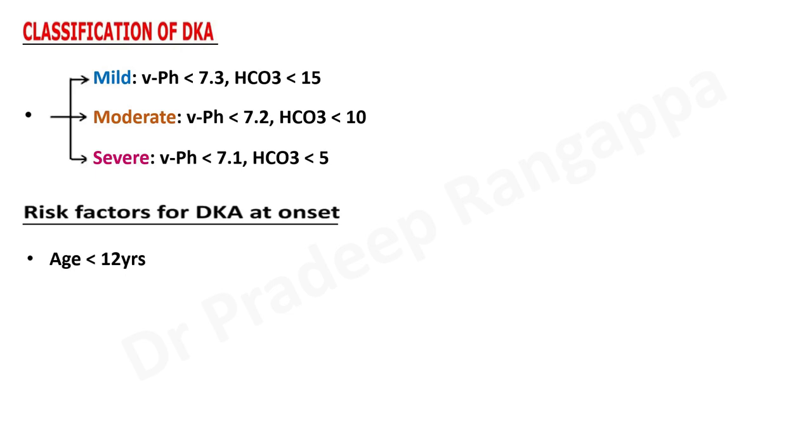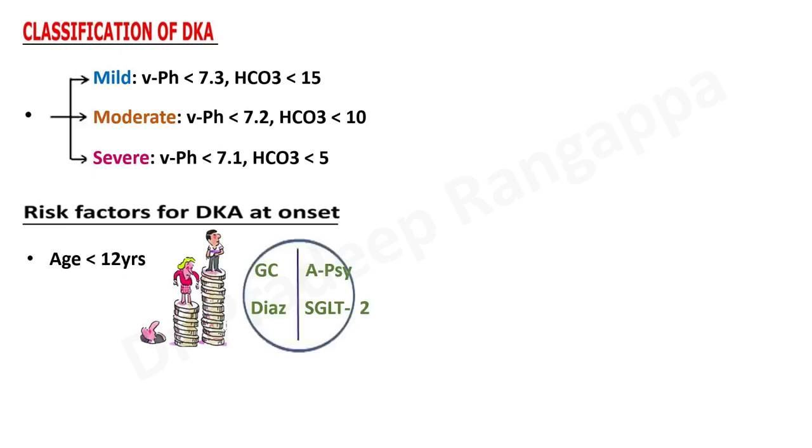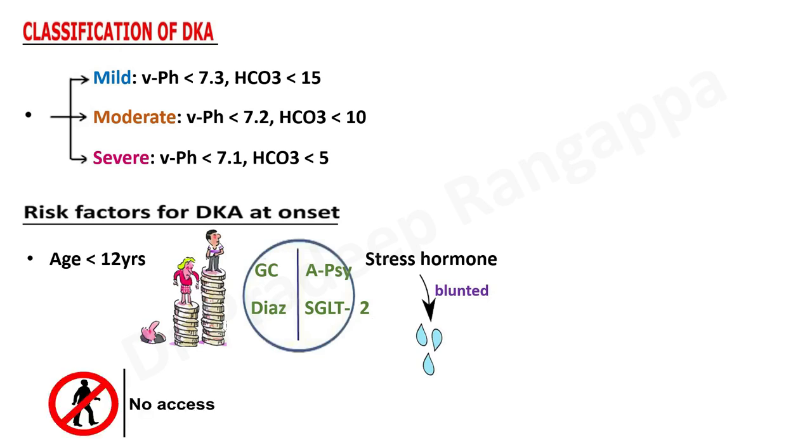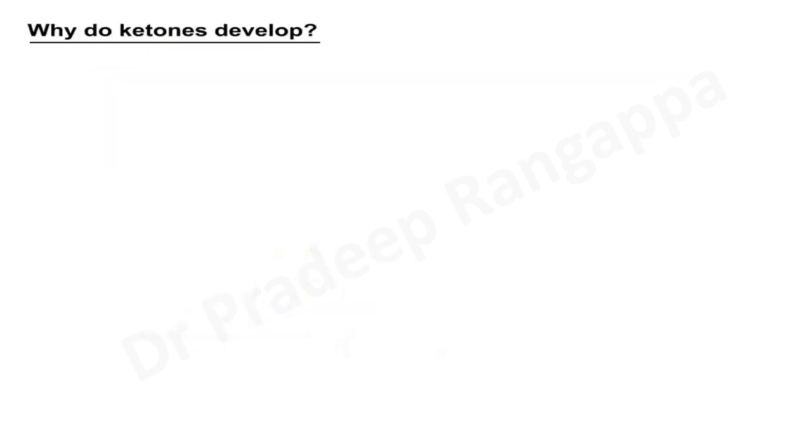So the risk factors for DKA are age less than 12 years, lower socioeconomic status, and if someone is on concomitant drugs like glucocorticoids, we know that glucocorticoids increase the sugar levels, antipsychotics, diazoxide, or SGLT2 inhibitors. What SGLT2 inhibitors do is, when there are stress hormones, we obviously expect the release of insulin to increase. But the production of insulin in the presence of stress hormones is blunted by SGLT2 inhibitors. And that is touted as one of the risk factors, that when someone is on SGLT2 inhibitors, they are at an increased risk of developing DKA. The risk increases in someone who has no access to a healthcare facility. So these are some of the risk factors in patients who tend to develop DKA.